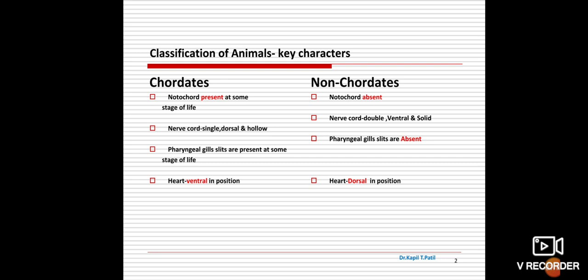In higher vertebrates, the notochord is replaced by a vertebral column. Don't be confused between the notochord and nerve cord. See the second point. In a chordate, the nerve cord is single, dorsal and hollow. In a non-chordate, the nerve cord is double, ventral and solid.